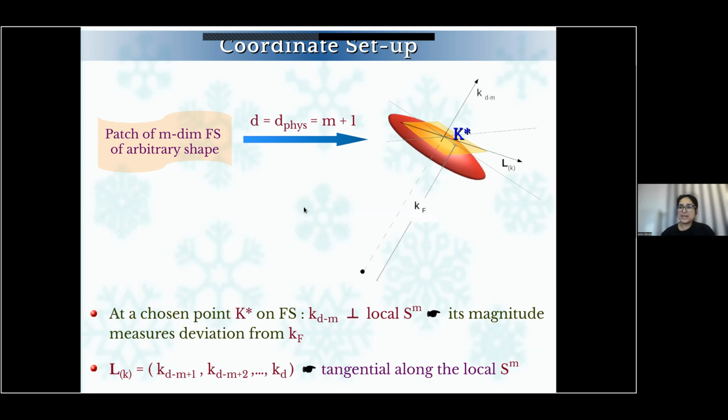Okay, so I was talking about how to erect the coordinate system. So we choose a particular point, say k star on the Fermi surface, and then erect our coordinate system. At this point k star, kd minus m is the local perpendicular, which is measured with respect to the local Fermi momentum. And then the tangential directions are indicated by this vector L of k, whose components are giving us the various tangential directions.